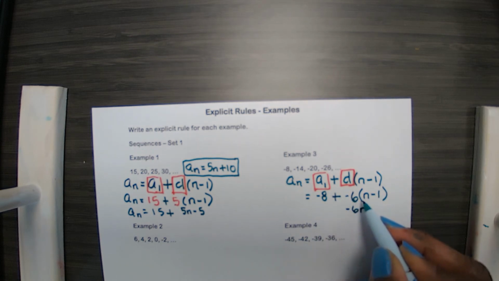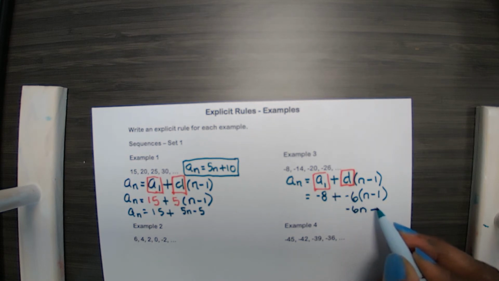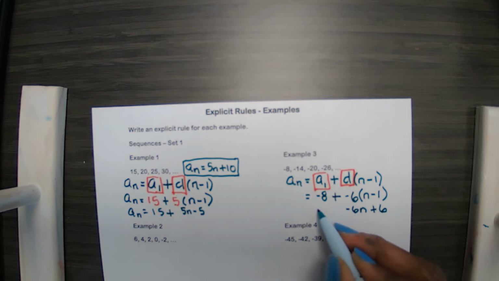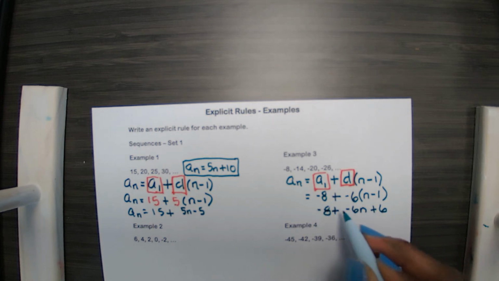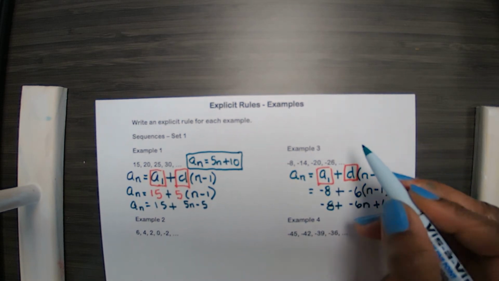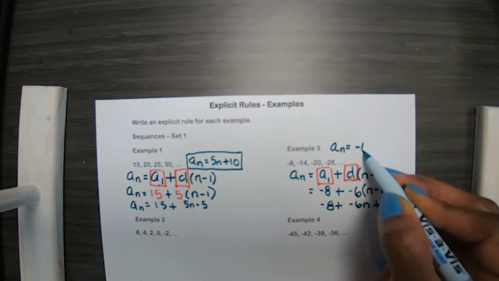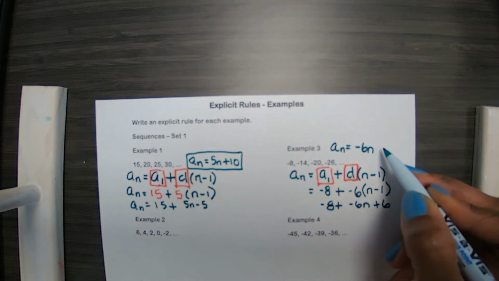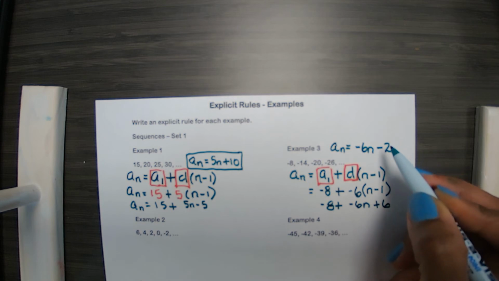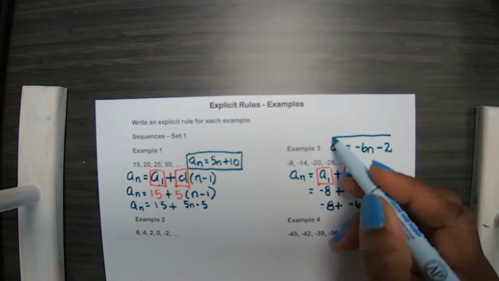Negative 6 times 1n is negative 6n. Negative 6 times negative 1 is a positive 6. Bring everything down. And now I am going to combine my like terms. Negative 8 and a positive 6 is a negative 2. So my rule is going to be negative 6n minus 2. And you also see that written as negative 2 minus 6n. We're going to leave it like that.